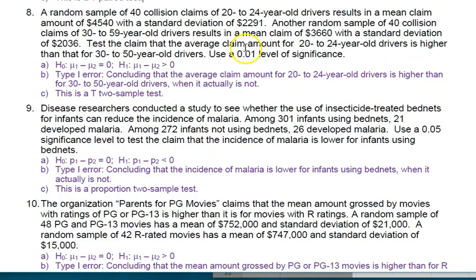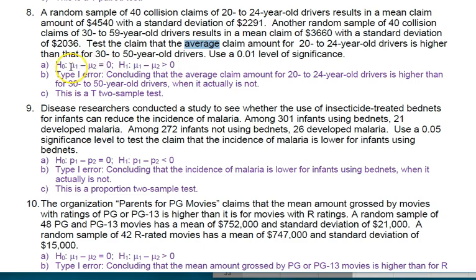For number 8, this time we have 2 different samples. We've got 40 claims from the 20 to 24-year-old drivers, and another 40 claims from the 30 to 59-year-old drivers. We want to test the claim that the average amount for the 20 to 24-year-olds is higher than for the 30 to 50-year-olds. So this time we're talking about 2 different averages: the average for the younger people and the average for the older people. So we have 2 different means.